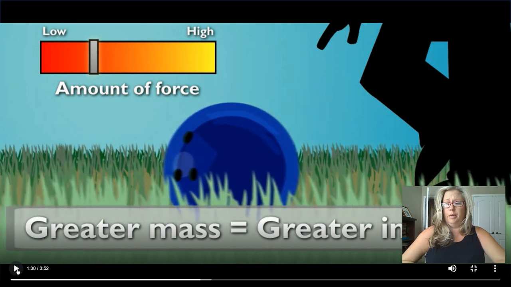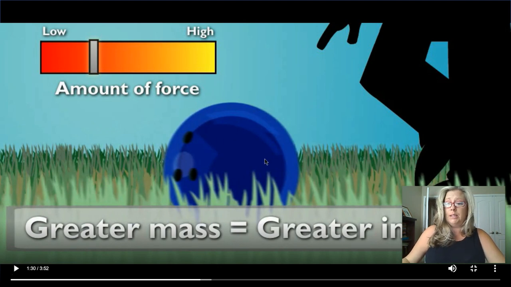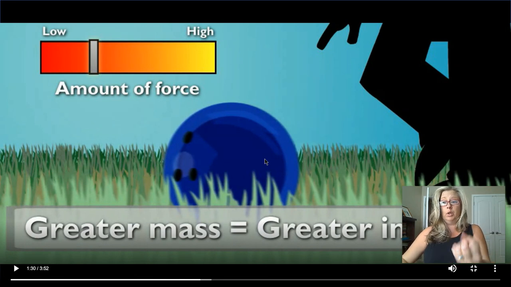All right, now think about that. If inertia is the tendency to keep doing what you're already doing, the bowling ball in this picture, because it has more mass, is more likely to stay right where it is. Because remember, inertia is the idea that objects like to continue doing what they're already doing. When that ball is just sitting there, it takes a lot of force to make it go because it has a lot of mass. Whereas if you had a tiny little ping pong ball and you kicked it, it would take less force to get it to move along.